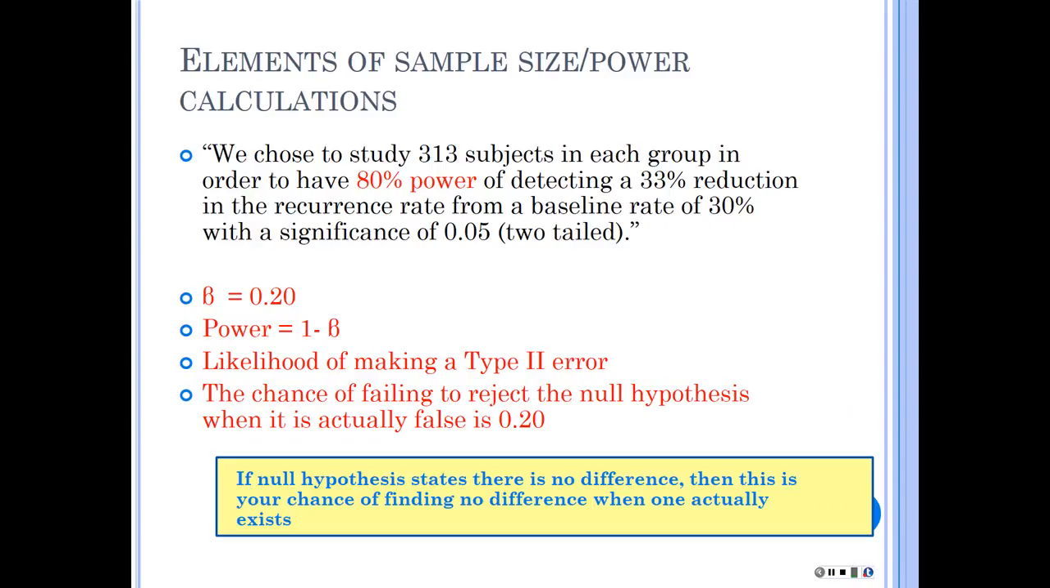Next, within the example is 80% power. The power is the inverse of beta, where beta is our likelihood of making a type 2 error. So power equals 1 minus beta. This is the chance of failing to reject the null hypothesis when it is actually false. So this is our type 2 error, 0.2 is what this is set at, and 1 minus 0.2 gives us 0.8, or 80%, for our power. So if the null hypothesis states there is no difference, then this is your chance of finding no difference when one actually exists.